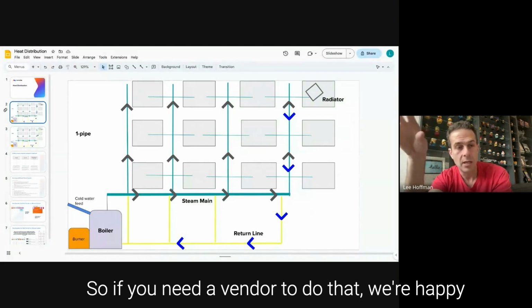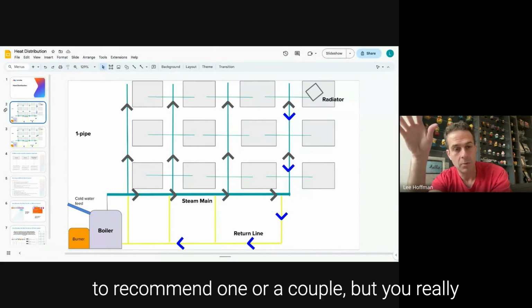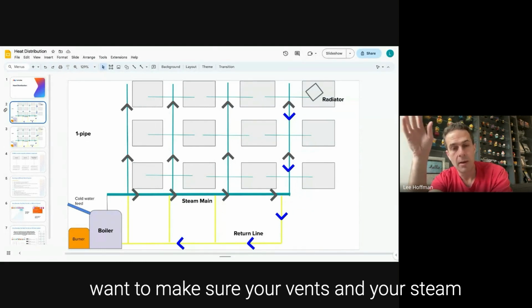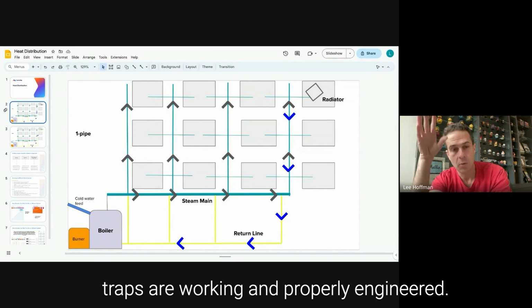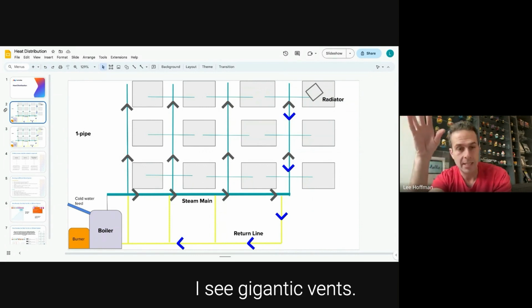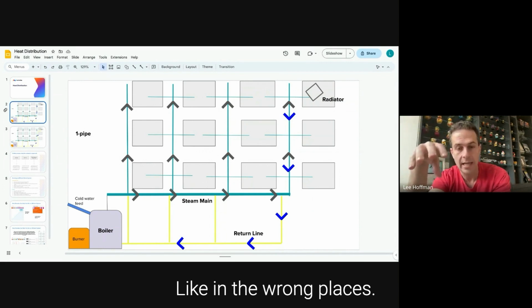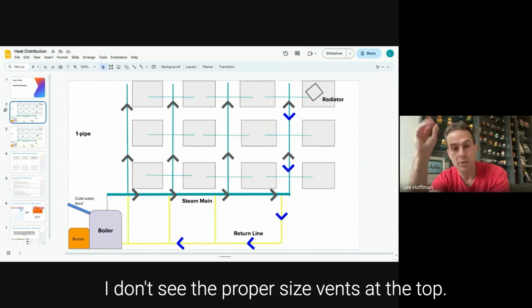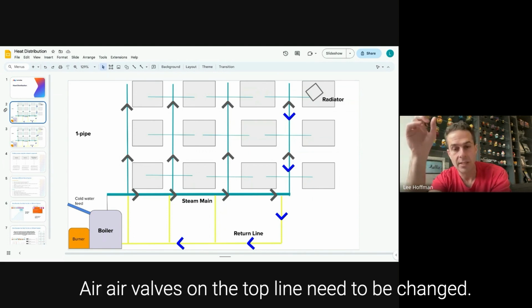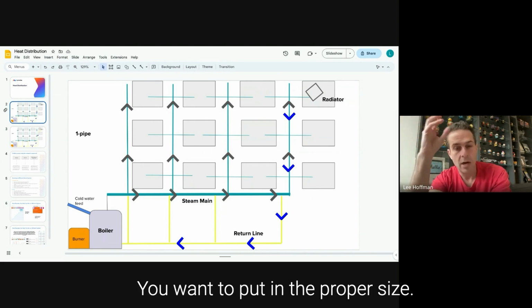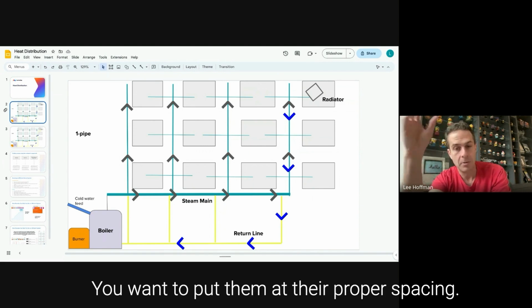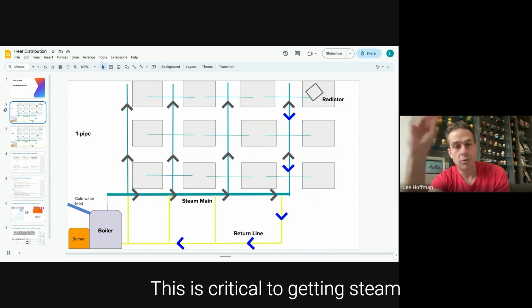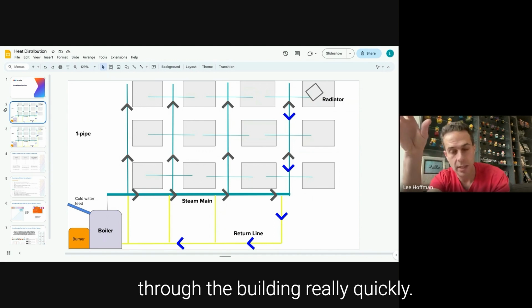So if you need a vendor to do that, we're happy to recommend 1 or a couple. But you really want to make sure your vents and your steam traps are working and properly engineered. I see all the time gigantic vents in the wrong places. I don't see the proper size vents at the top. Exactly. Air valves on the top line need to be changed. You want to put in the proper size, at the proper spacing. This is critical to getting steam through the building really quickly.